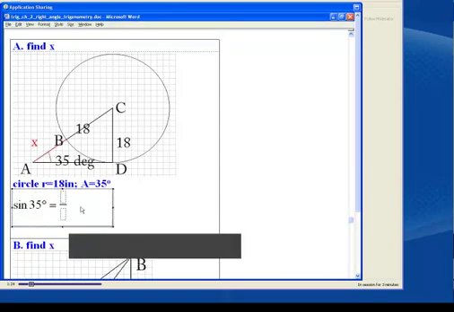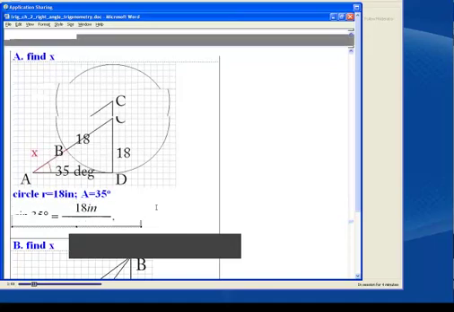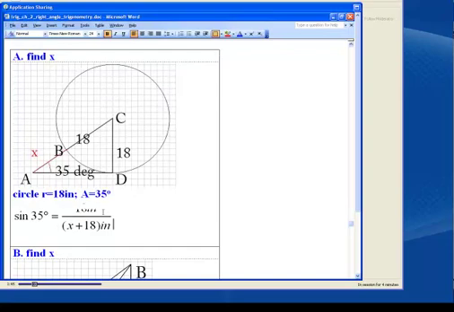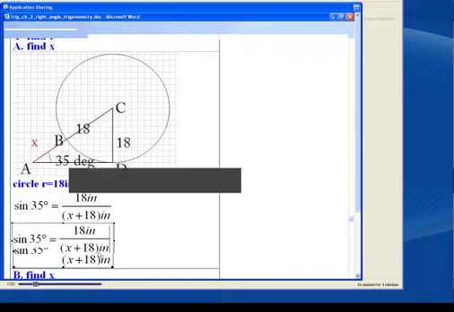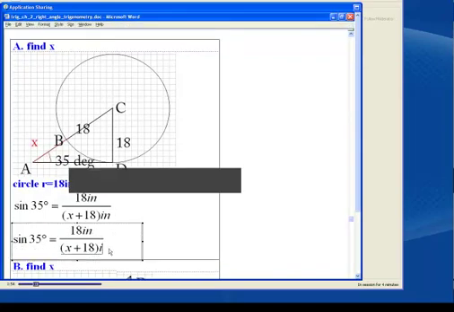So sine 35 degrees is the opposite divided by the hypotenuse, x plus 18 inches. Notice that the inches are actually canceling, so on the next step I'll take them out. Okay, solving for x. Well, as I said, the inches cancel.